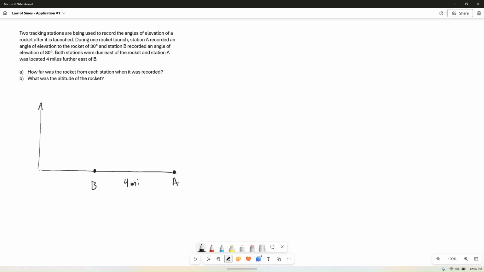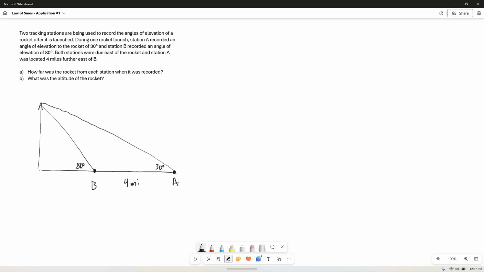We are then told the angle of elevation for each. From point A to the rocket, the angle of elevation is 30 degrees. And from point B, the angle of elevation is 80 degrees. That's all the information that we're given. When we look at this picture, there are actually three triangles that you should see here.